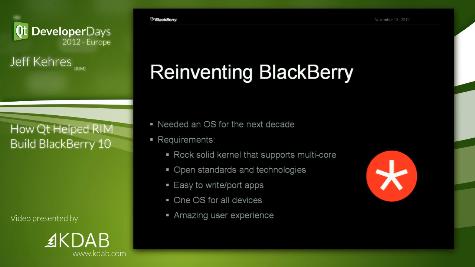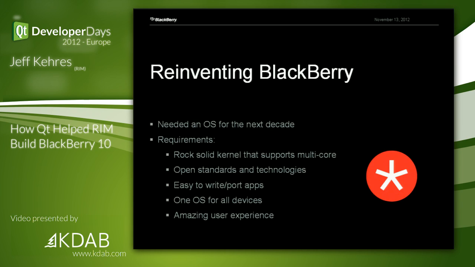Some of the requirements for our new operating system were that we wanted to have a really solid and secure kernel at the foundation. In particular, we wanted support for multi-core processors because we knew that those were coming on our hardware vendors' roadmaps. We wanted to build our platform using open standards and open technologies to make sure that we weren't reinventing the wheel where we didn't have to be, and to make sure that we were interoperable with other platforms when it was practical.